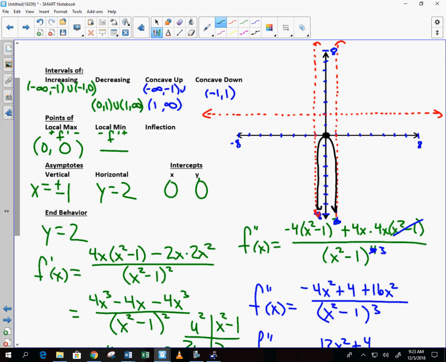So tell me something about the function from -infinity to -1. It's increasing and it's concave up. So if it's increasing and concave up, is it going to be in the top or bottom? It's going to be in the top.